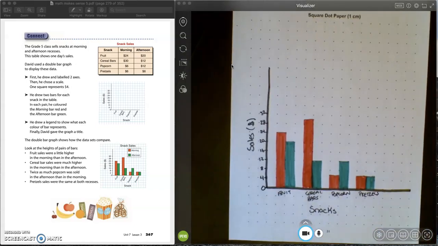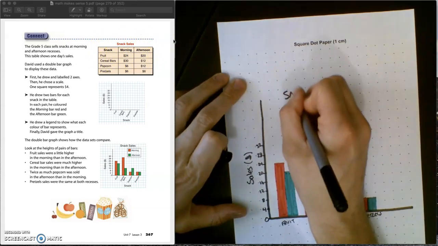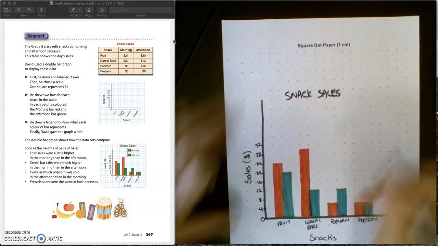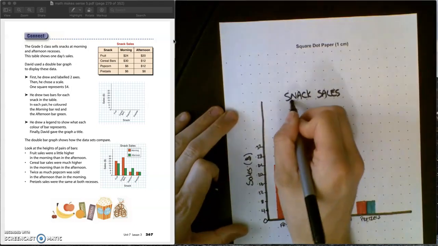Okay, there we go. Now, a lot of people would say, cool, now I'm done. Unfortunately, you are not done at this point. It's really important that you include two more things. You need a legend and you need a title. Title is very easy. If I look over here at what this chart says, it's labeled snack sales. Guess what I'm going to do? Steal it. Snack sales. Perfect title. It tells me exactly what I need to know.